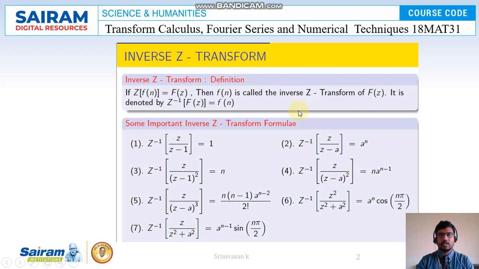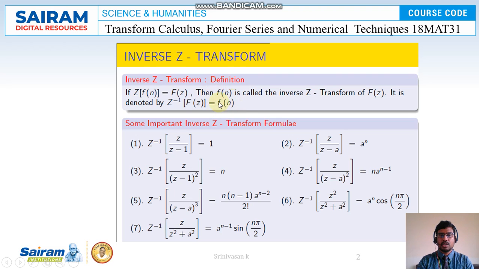So what is meant by inverse Z transform? If Z transform of f of n equals capital F of z, then f of n is called the inverse Z transform of capital F of z. It is denoted by Z inverse of capital F of z equals f of n.